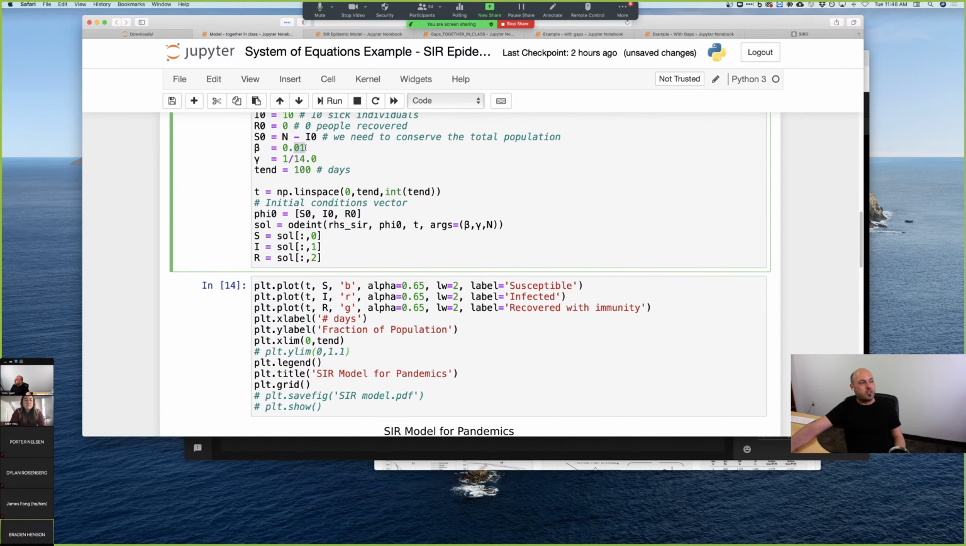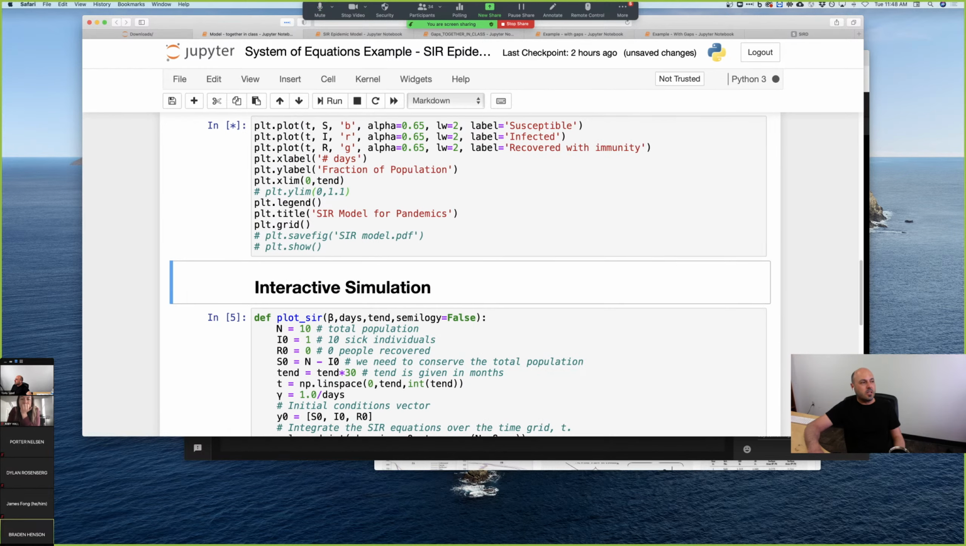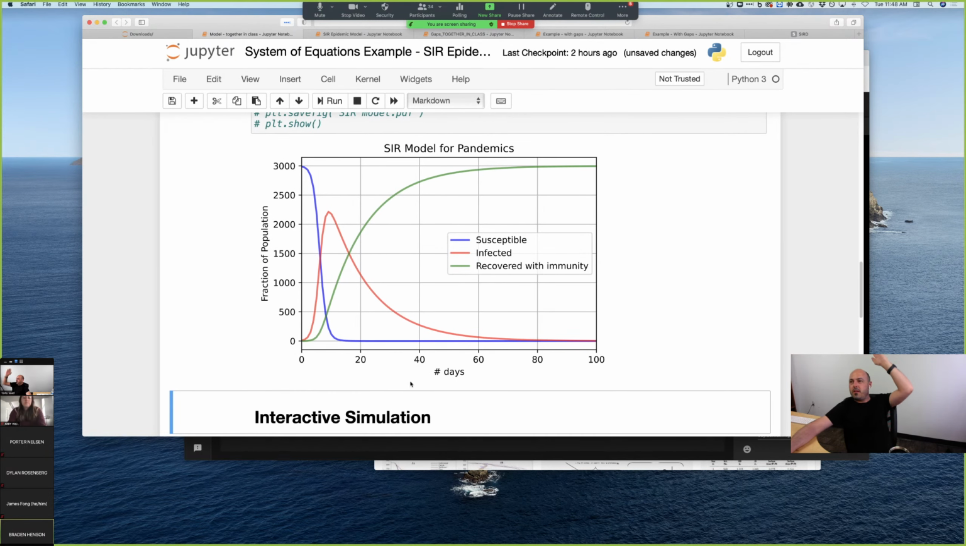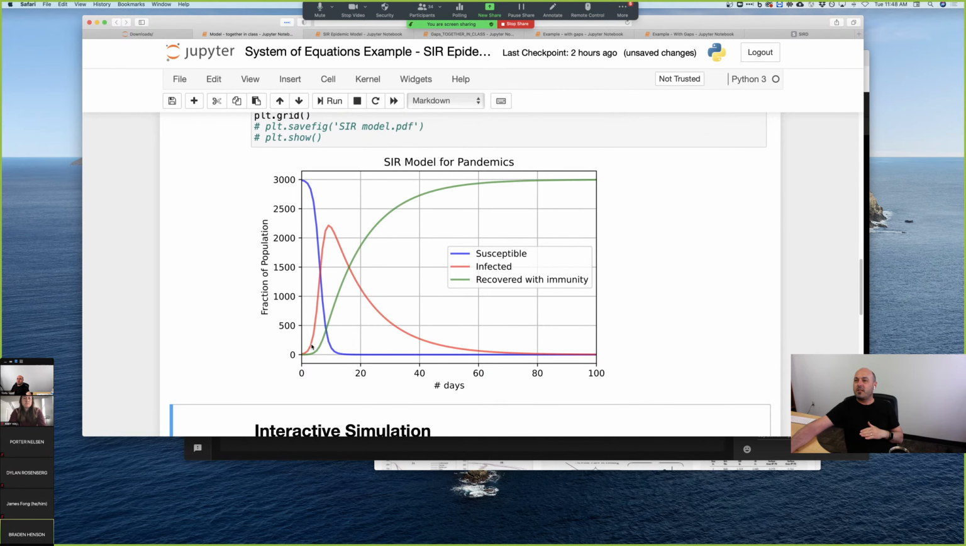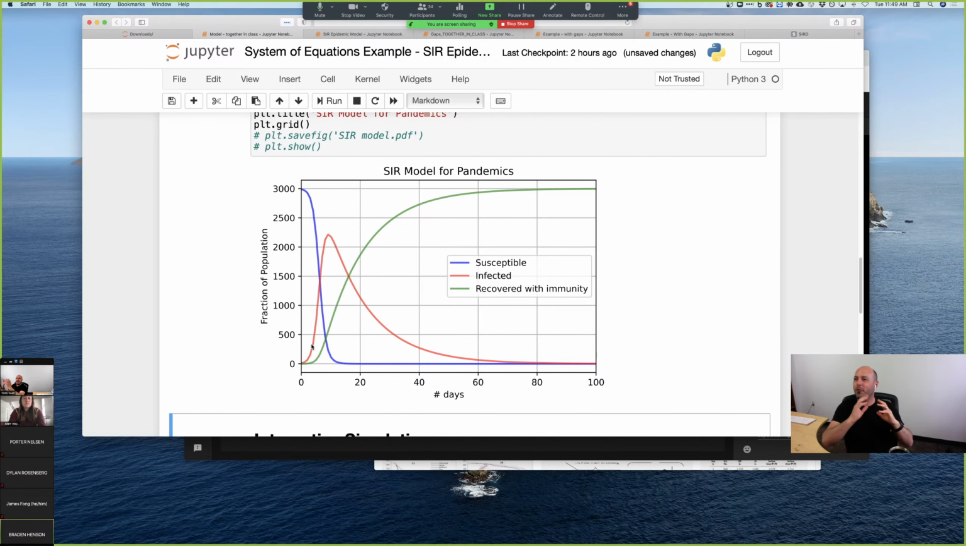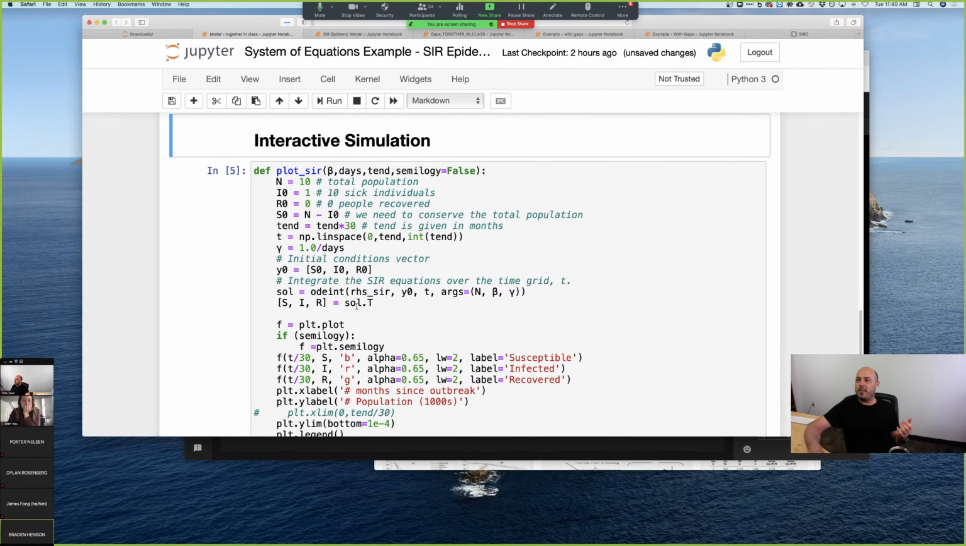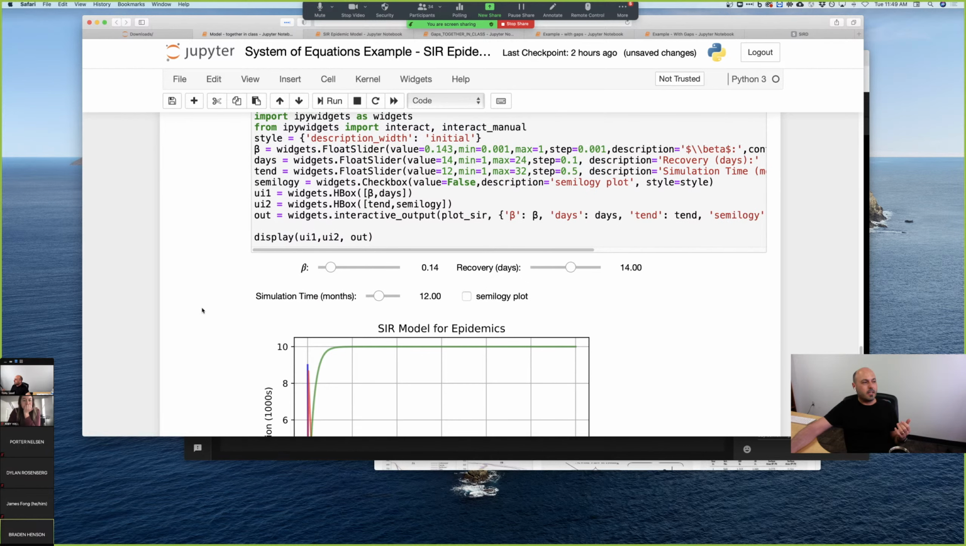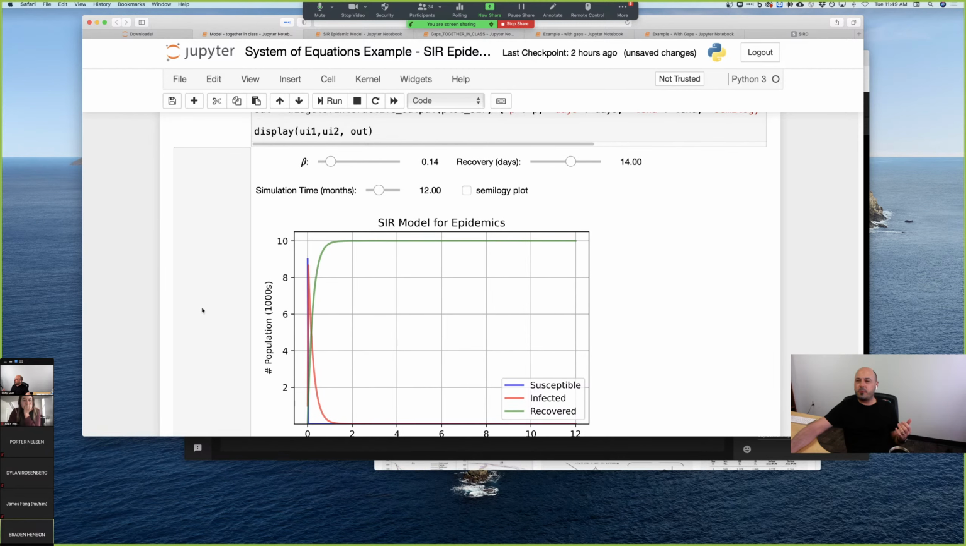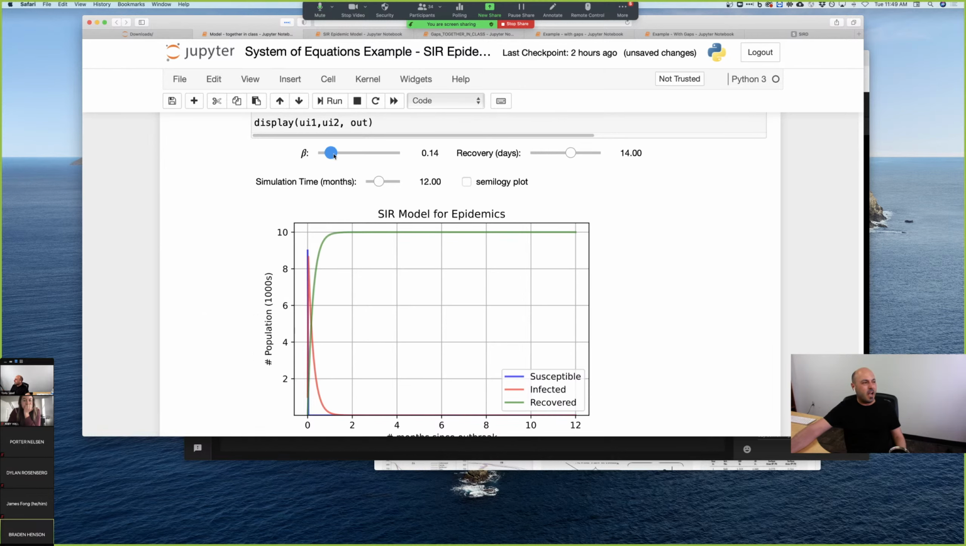But what if it's very infectious, like 0.99? Okay, look at that. The 10 people infect everyone very quickly because it's very infectious. And then you can see how you can play around with all of those quantities to understand how pandemics behave. Now, at the bottom, I have an interactive simulation for you, where you can just move some knobs around and see how the pandemic behaves.